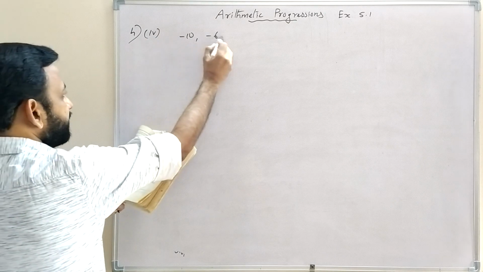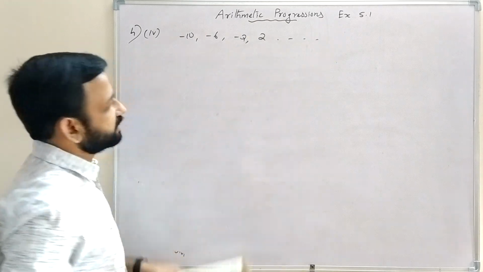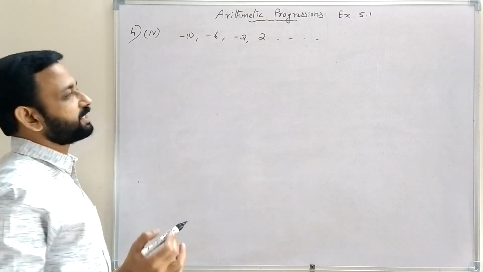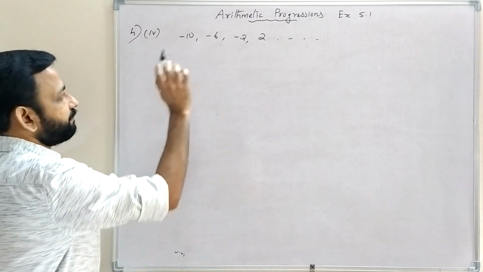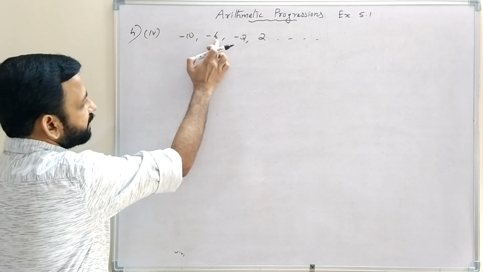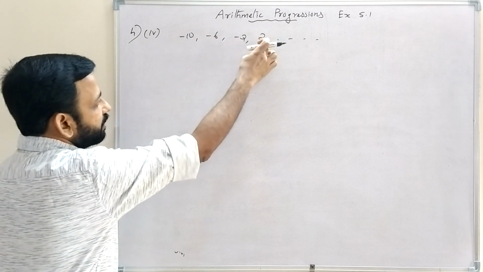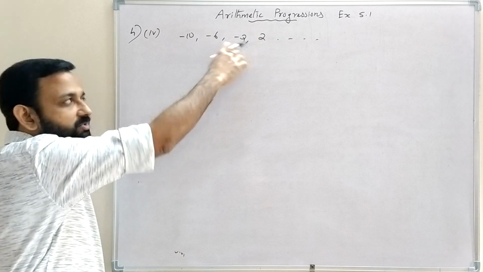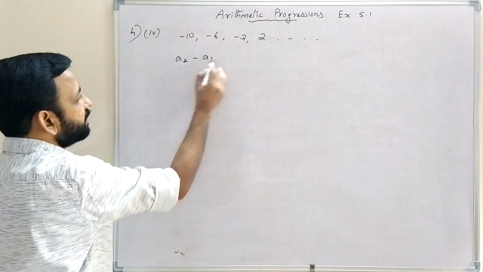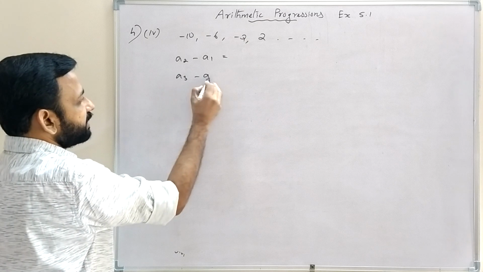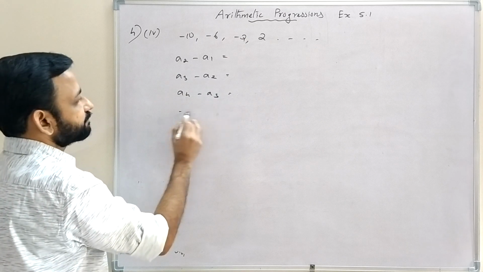Minus 10, minus 6, minus 2, 2, etc. So this is a sequence or a progression. Then we have to check whether it is an AP or not. If it is an AP, then second term minus first term equals third term minus second term equals fourth term minus third term. So we will find A2 minus A1, then A3 minus A2, then A4 minus A3, etc.